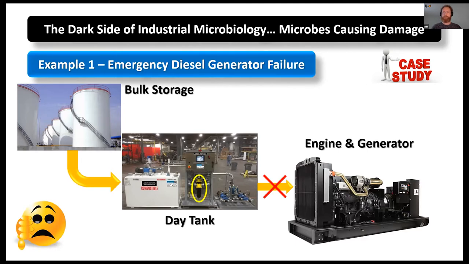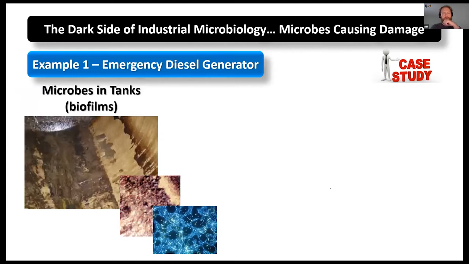One of the most common causes of diesel system failure is plugged filters. If your filter is plugged, the fuel doesn't make its way to the engine, and the effects can be quite dramatic, as we'll show in just another slide or two. Inside the tank, microbes grow and form biofilms. Here we have the inside of a fuel storage tank, a close-up of this mass of slime, and a photomicrograph of what a biofilm community looks like within that slime.